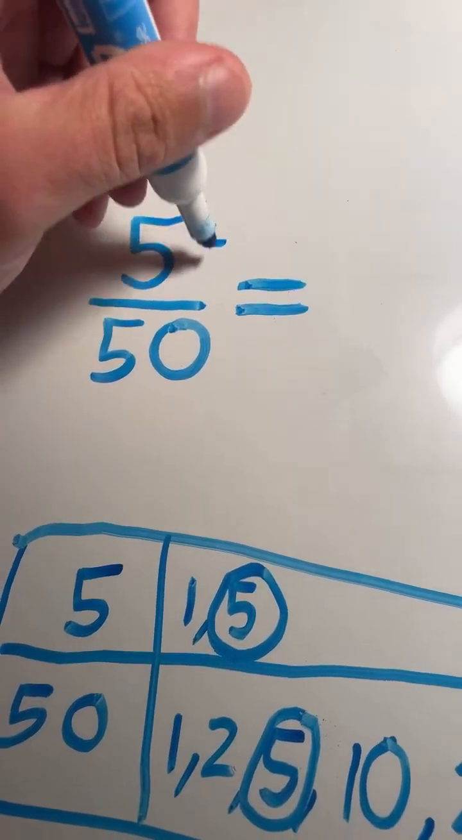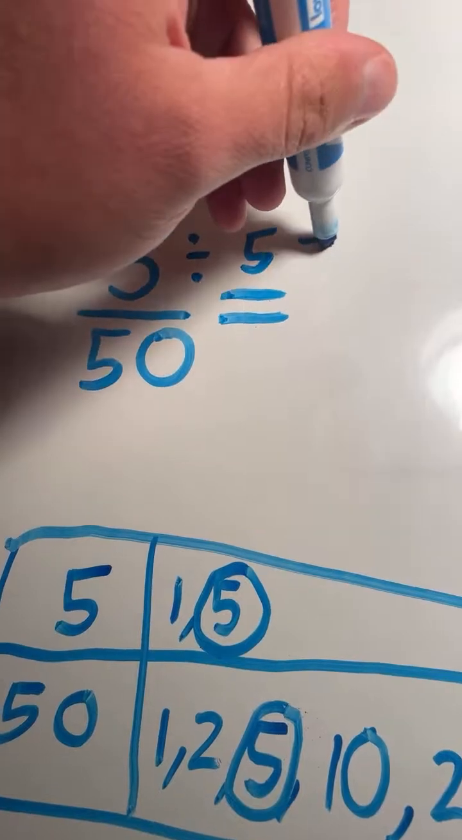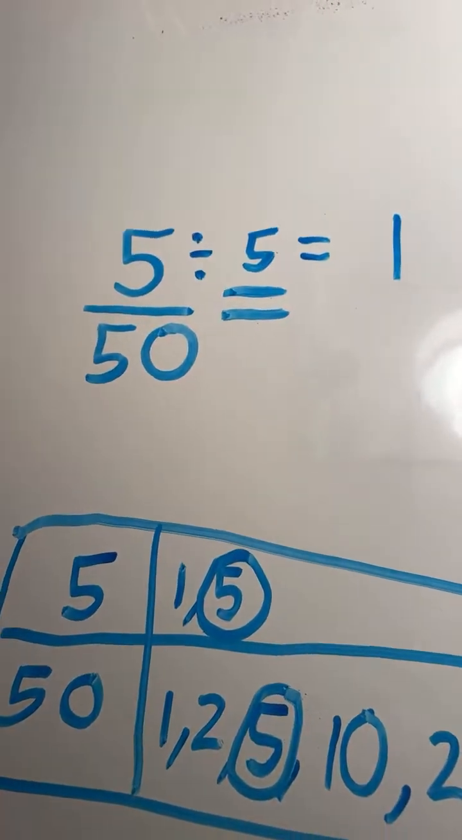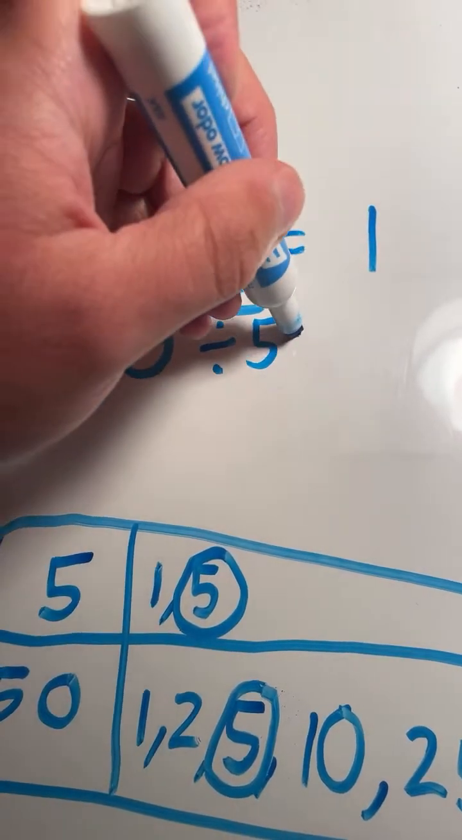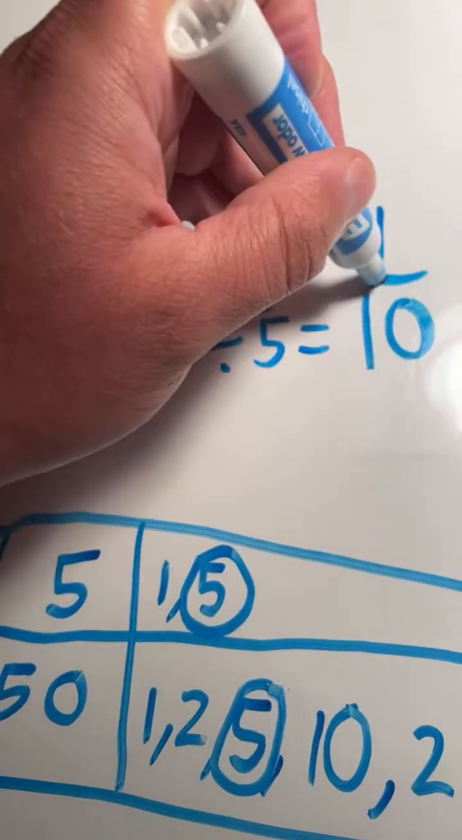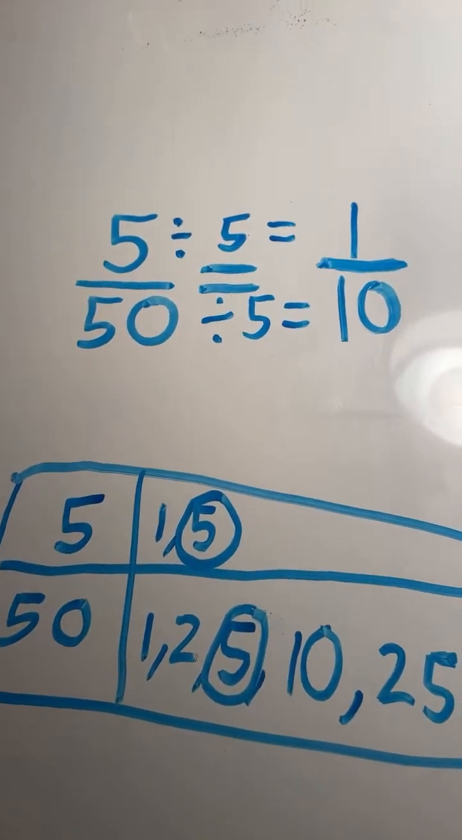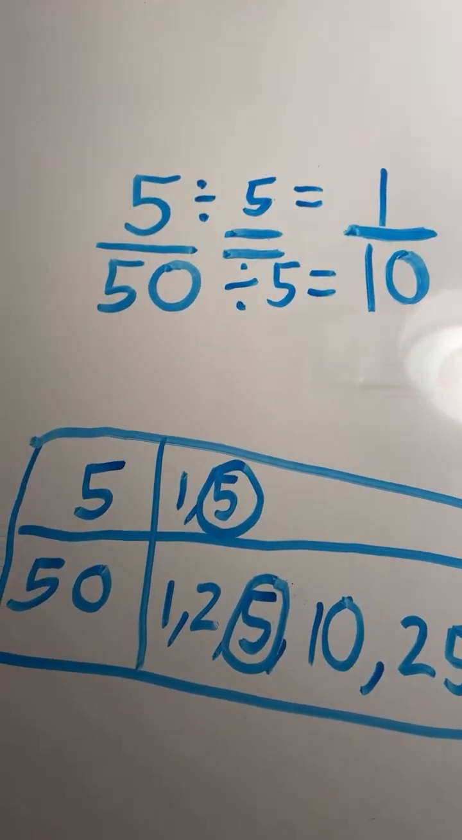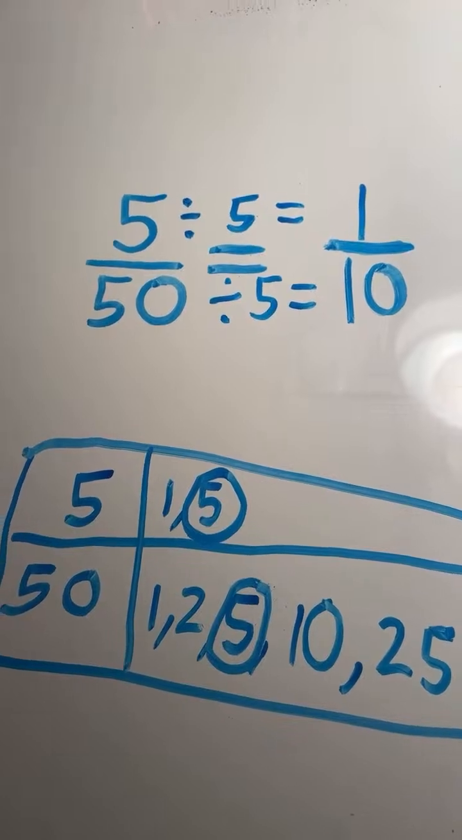So 5 divided by 5 equals 1. 50 divided by 5 equals 10. So 5/50ths reduced to lowest terms equals 1/10.